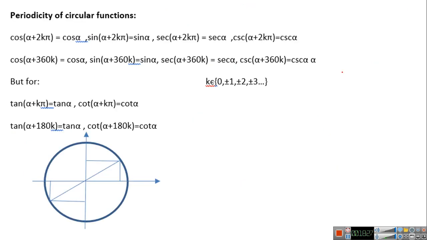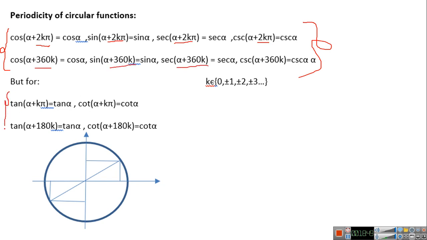So that's why periodicity, for cosine and sine, secant and cosecant, because they are inverses: if you add an even number of pi, 2k pi, as you can see here, plus or minus, it doesn't matter, nothing will differ. Or 360, nothing will differ.